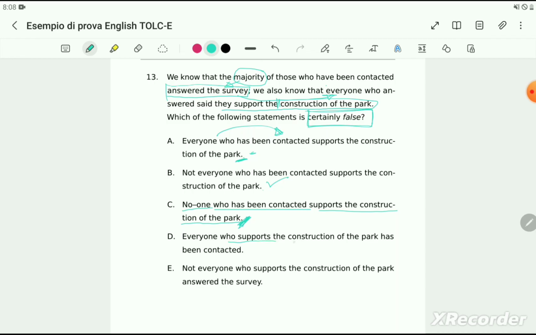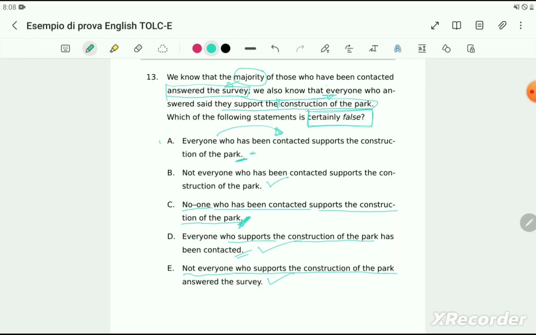Everyone who supports the construction of the park has been contacted. That's true. Not everyone who supports the construction of the park answered the survey. Yes, that could be right too, because some people may like the construction but they didn't actually participate in the survey. That could be right too.